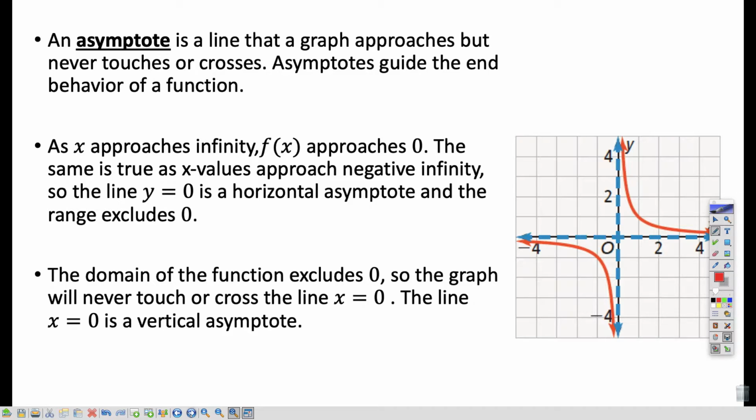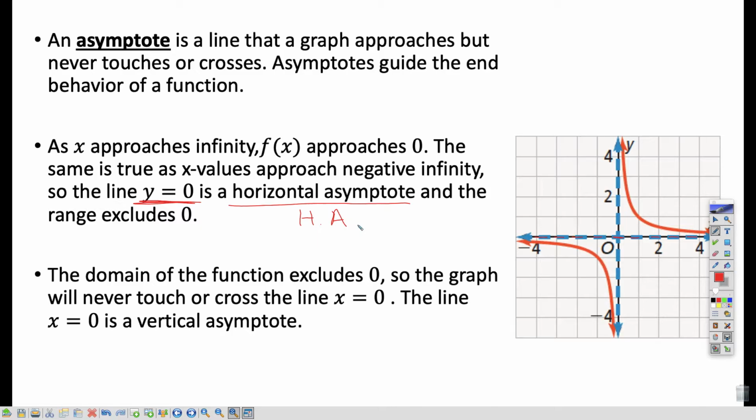Isn't that what we discussed about these curves? They're never going to touch y equals 0, are they? Or are they going to get really, really close? Are they ever going to touch x equals 0? No. But they're going to get really, really close. So, y equals 0 is right here, yes? And that is a what kind of a line? Horizontal, a straight line. Y equals 0 is the horizontal asymptote.